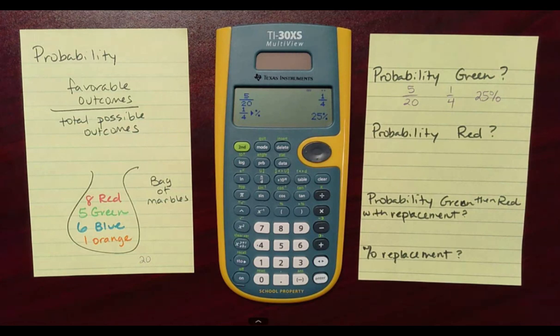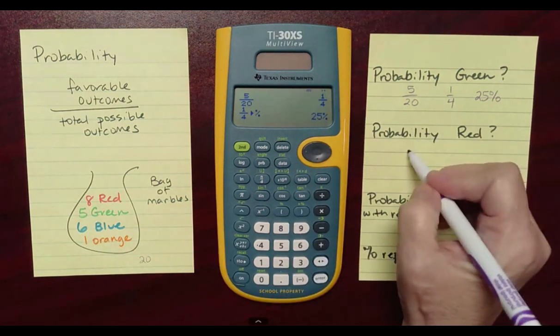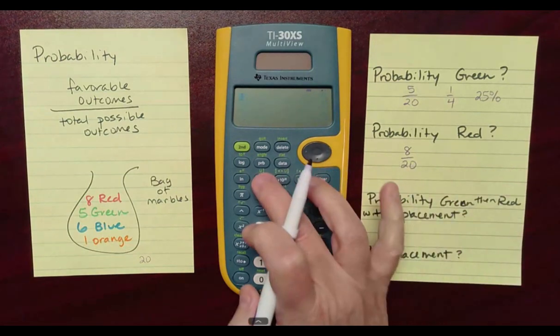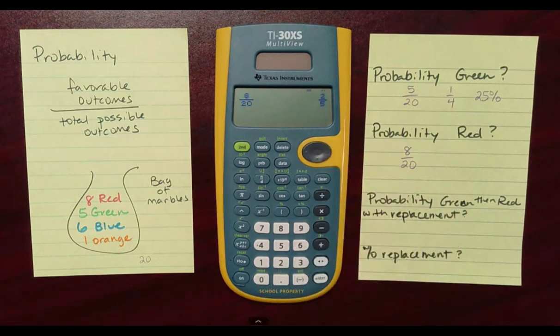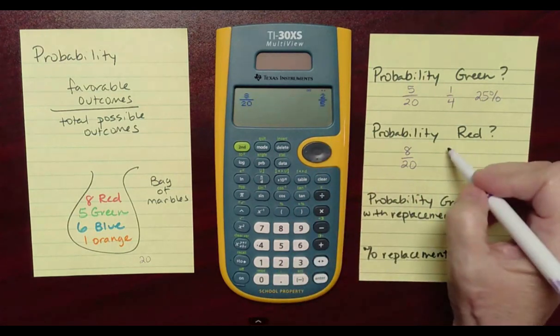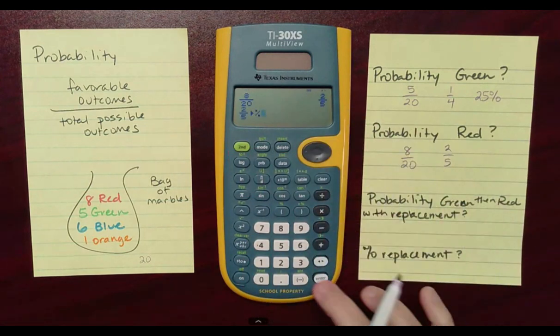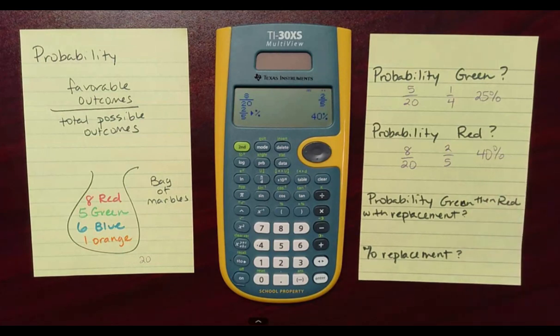The probability of red? Well, the total marbles is still the same, but now instead of 5 out of 20, we have 8 red marbles out of 20 total. We can hit our fraction, 8 on top, 20 on the bottom, hit enter, and it simplifies it to 2/5. We can do our second and arrow to a percent to change that to a 40% chance of drawing a red marble. That's simple probability.